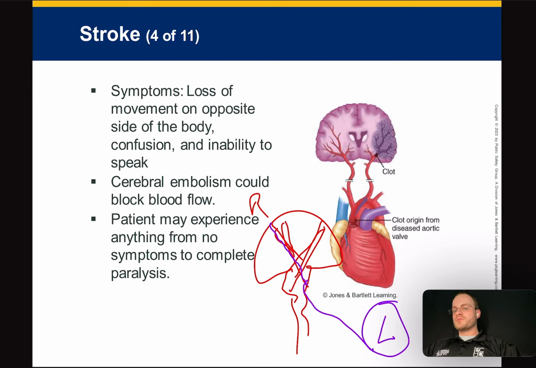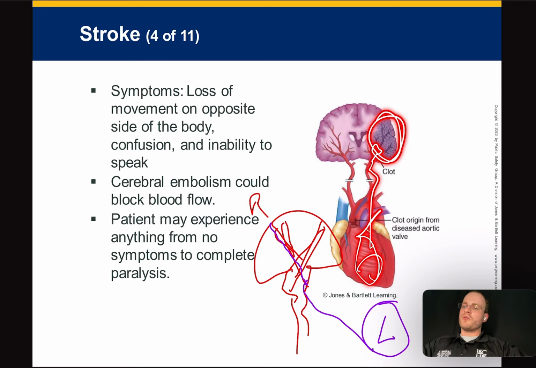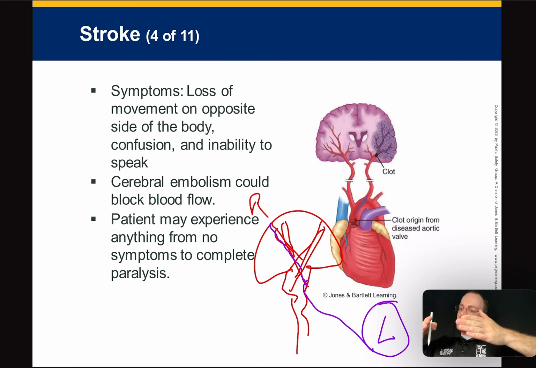So cerebral embolism could block the blood flow, and we talked about this. Again, someone has some weird rhythm where the top of their heart's not beating right, you can launch off a clot from the atrium, go down into the ventricle, into the aorta, up into the carotids, and it'll travel up here because these vessels get smaller and smaller and smaller. When it gets so small that the blood clot can't travel anymore, it just wedges in there, and the area distal to that will die, and that's an embolism, right? Remember, embolisms are blood clots that travel.